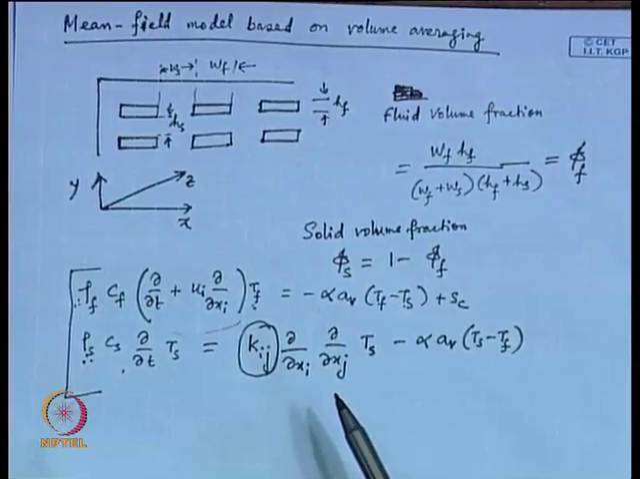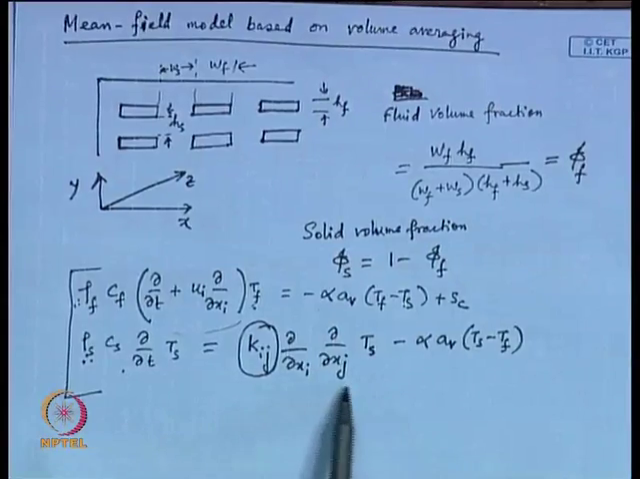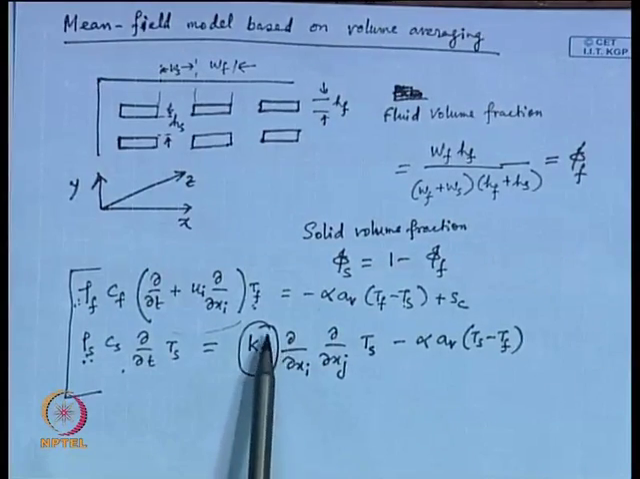It would have been lambda del square T del z square, or del square T del x square, or you write it as lambda x del square T del x square plus lambda y del square T del y square plus lambda z del square T del z square, things like that. But ideally you should be writing it this way. This is the most generalized way of writing it. Now, this is the thermal conductivity tensor.